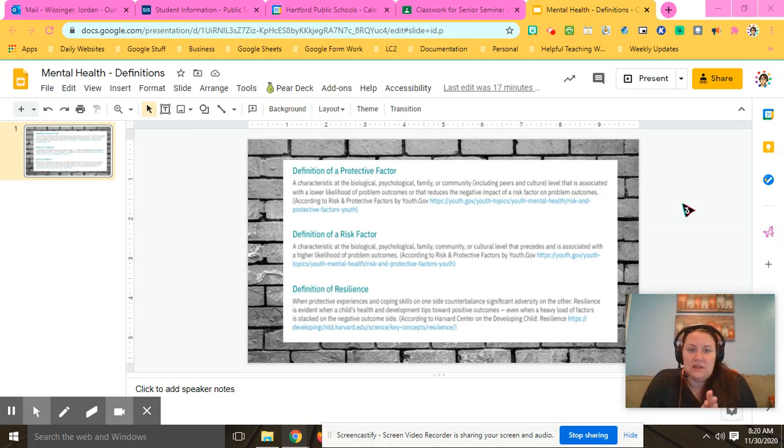And then the definition of resilience is when protective experiences and coping skills on one side counterbalance significant adversity on the other. Resilience is evident when a child's health and development tips toward positive outcomes, even when a heavy load of factors is stacked on the negative outcome side. Resilience, I'm sure you've heard this word before. It's how well you can bounce back when you're faced with negativity or negative things in your life, right? So it's more evident that you're on the positive outcome side if you don't have as many risk factors and you have more protective factors. But just because you have risk factors doesn't mean that you can't be resilient and bounce back.